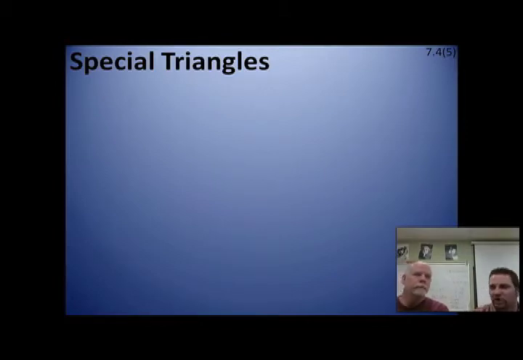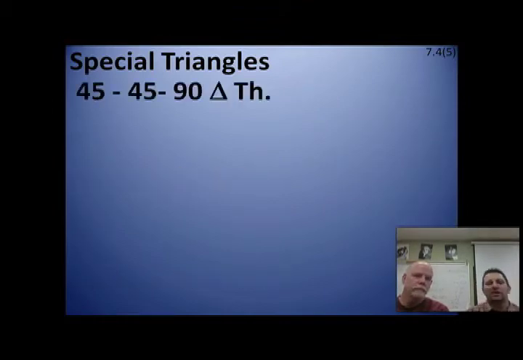There's two types we're going to look at today, and the first one here is the 45, 45, 90 triangle theorem. And when it says 45, 45, 90, we're talking about the angle measures, guys. So we've got two angles that are 45 and then the 90-degree angle. So we're talking more about right triangles. Don't forget that. This only works for right triangles.